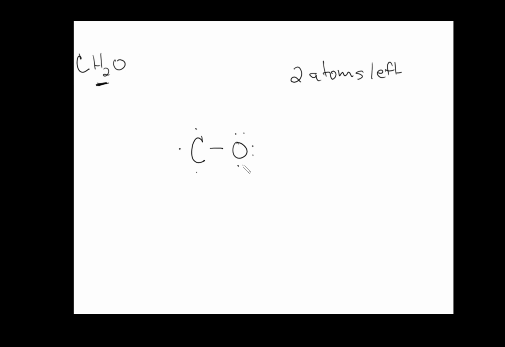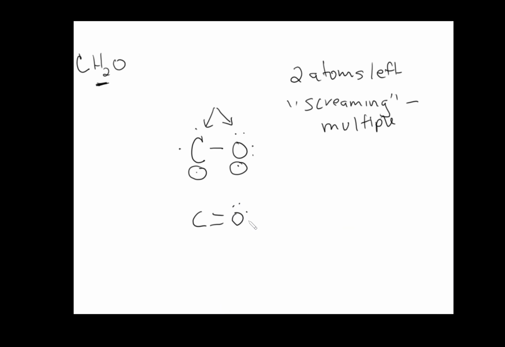When there is an adjacent electron on both the central atom and the one next to it, I call that screaming. It is screaming at me to make a multiple bond. So immediately, if I saw that, I would do that.